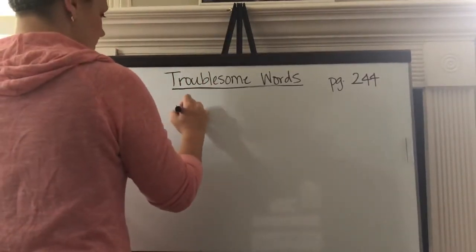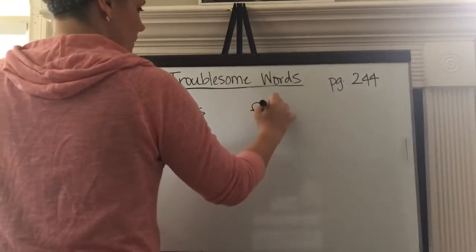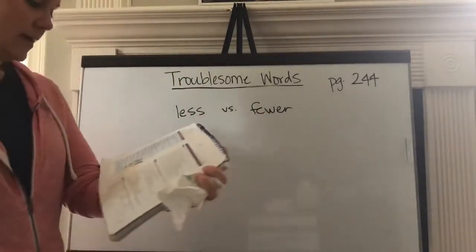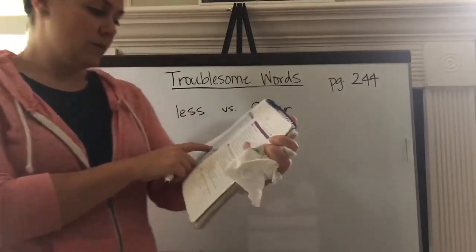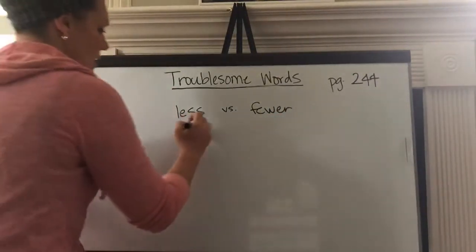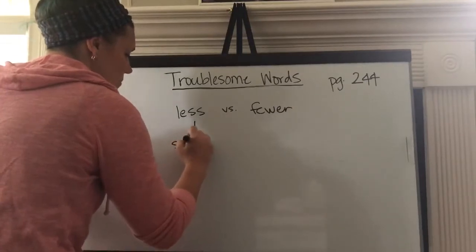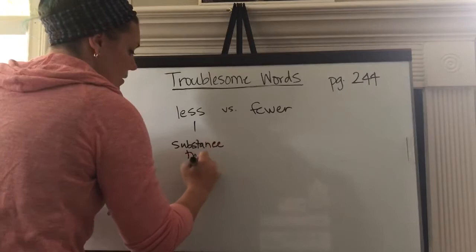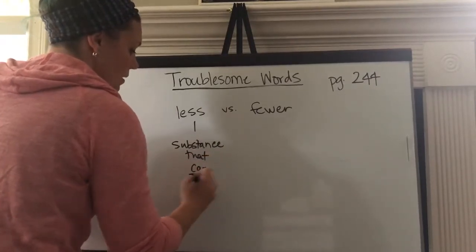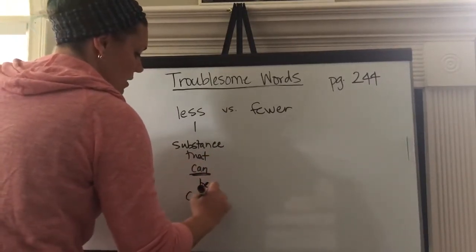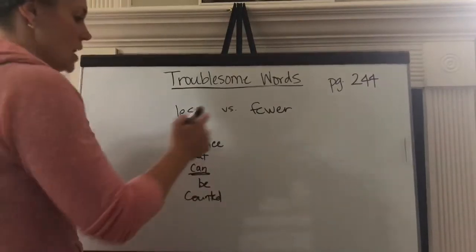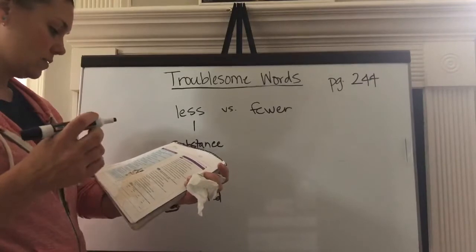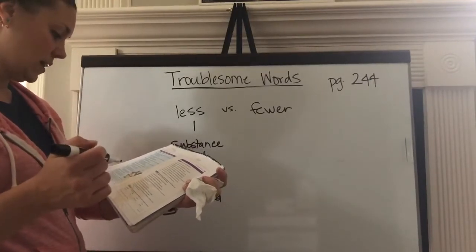Less versus fewer, okay? Less is used when dealing with a substance that cannot be counted, okay? So I'm going to write that. Substance that can be counted, okay? And fewer is used with a substance that's dealing with a number of definite countable objects.